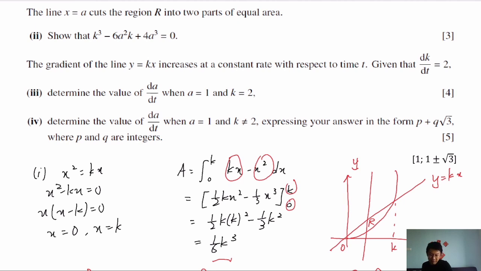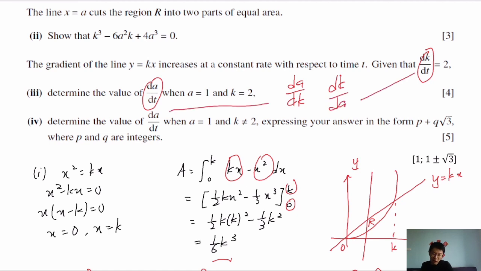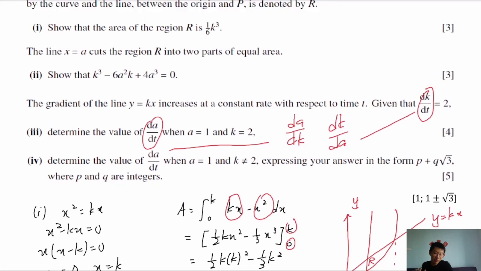What is given is dk/dt, and we want dA/dt. When we have three variables involved, we often need to use the chain rule. So if we relate this to the chain rule, we need dA/dk or dk/dA to relate these three things together. To get dA/dk or dk/dA, we use the relationship we had earlier from part 2 to find out what dA/dk or dk/dA is.